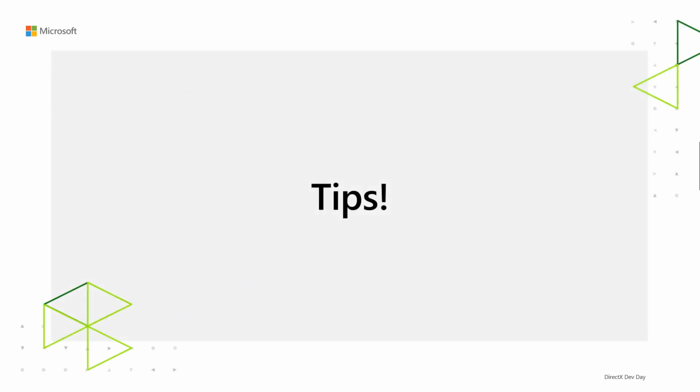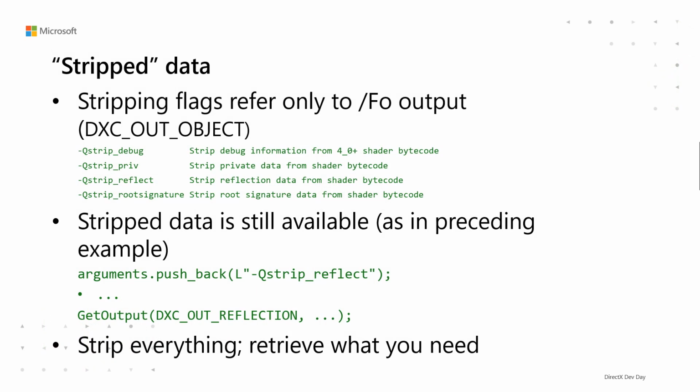All right, next up, I'd like to share a few tips and tricks on using the compiler. We've talked a lot about strip data. I want to make sure we're clear on what strip data actually means. The flags that you can send to the compiler to say strip something, the debug information, the reflection, the root signature, or private data, to strip that out of the shader, those apply to the DXC output object, essentially the shader that you're going to send to the driver. Those apply only to the output object. The results part that is returned from the interface will still have all of that data available, so you can save it to an external file or do whatever you need with it.